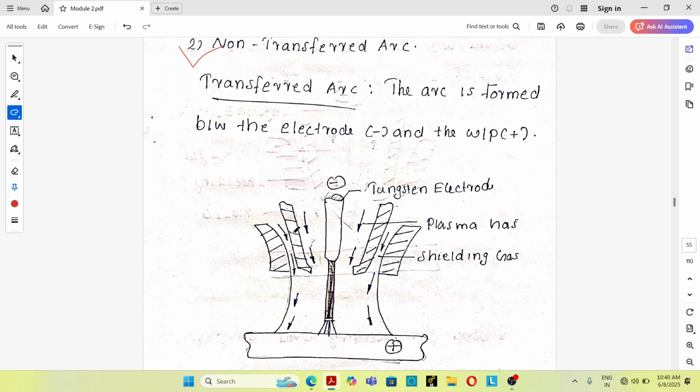So in the transferred arc plasma arc welding process, the arc is created between the tungsten electrode negative and the workpiece positive. Shielding gas is also used in this process in order to shield the plasma arc from atmospheric contamination.